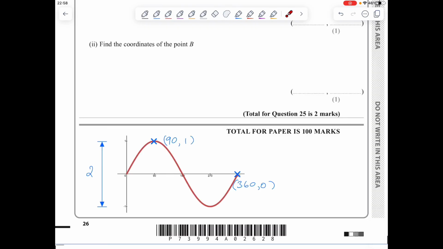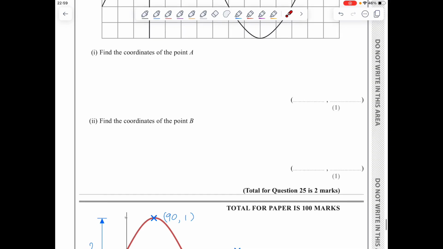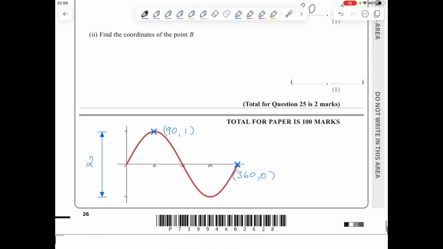Now the first maximum occurs at 90 and the cycle completes at 360. So after the two transformations, this point will move 60 degrees to the left, so it's going to go to 30, and the height from 1 is going to go to 2. So point A has coordinates 30, 2.